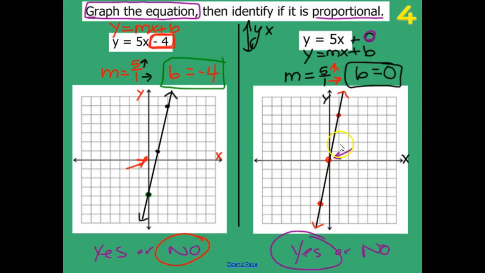So we really have two pieces of evidence to support our claim that this is a proportional graph. So if I said explain why, you could list those two reasons, because our equation y equals mx plus b has a b of 0, or that it goes to the origin, or it crosses the y-axis at 0.